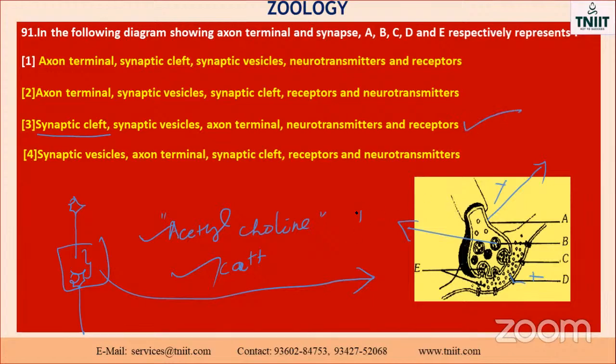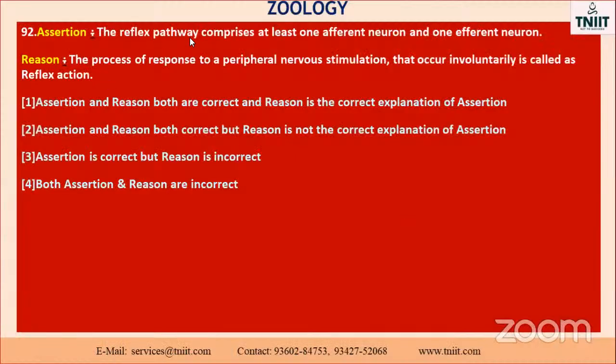Okay, diagram based. Then, the reflex pathway comprises at least one afferent neuron and one efferent neuron. Definitely. What is the meaning of reflex pathway? Reflex pathway means when you touch any hot part, what happens? Immediately you take your hand away, isn't it? Due to the reflex. The process of response to peripheral nerves simultaneously that occurs involuntarily is called reflex action.